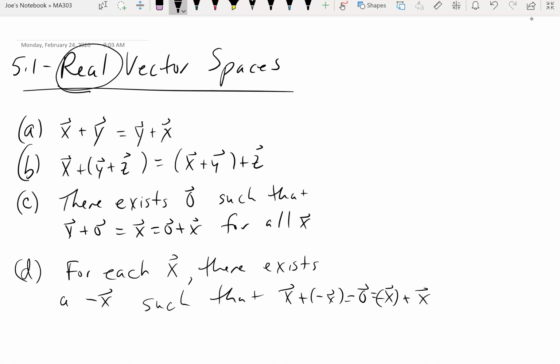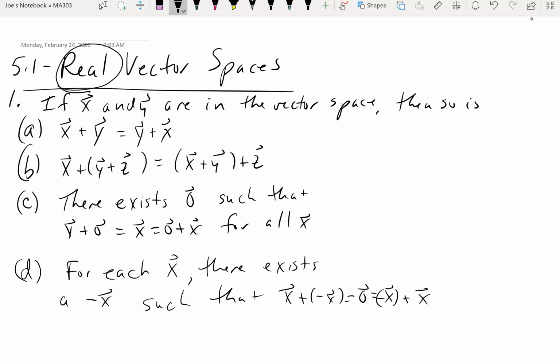And they're the idea of what's referred to as closure. So if I write this up at the top, this is what your book labels as number 1. And it says that if x and y are in your vector space, then so is x plus y. So there are 5 axioms that have to do with addition. This one's typically referred to as a closure axiom.